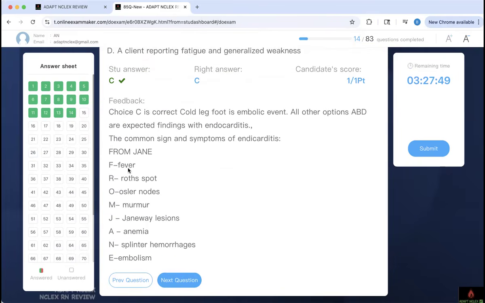This is endocarditis. So FROM JANE: F is fever, expected. Roth spots, where you see emboli in your eyes. Also note the tips of your fingers with Osler nodes. You listen to them and you're going to hear a heart murmur. Janeway lesions on their palm. Anemia, chronic disease. Splinter hemorrhages on their nail bed. Emboli, if they go to the wrong place, especially your leg, you get leg pain. Your lung, you get what? Pulmonary emboli. If they go to your brain, you get a stroke. If they go to your abdomen, you get abdominal pain.